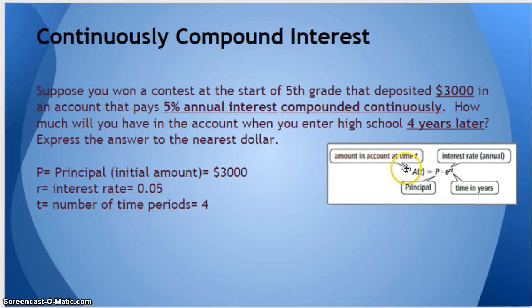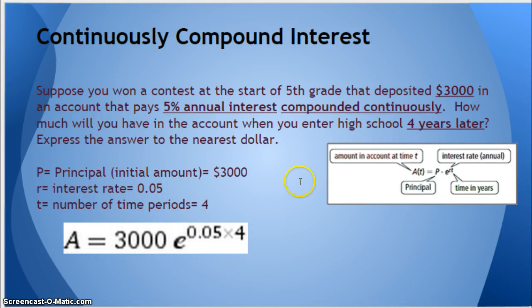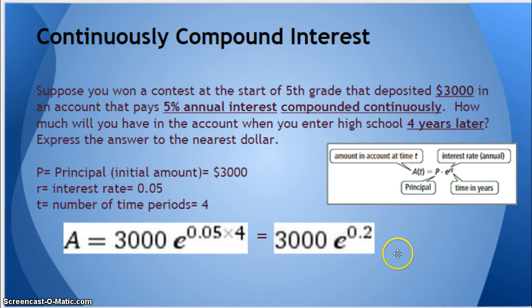If I plug these numbers into our formula, I get A, the amount, equals 3,000, which is the principal, times e, which is just a number, to the power of r, which is 0.05, times t. We can calculate that 0.05 times 4 is 0.2, because 5 times 4 is 20. So I just simplify that as 0.2.